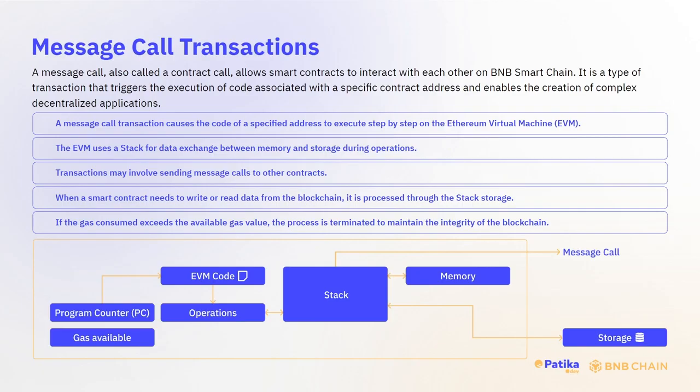be removed. All right. So to wrap up, the stack and message calls are closely related in the EVM, as the stack is used to pass parameters between contracts and to store intermediate results during the contract execution. And message calls are a mechanism for initiating contract execution, allowing contracts to interact with one another.